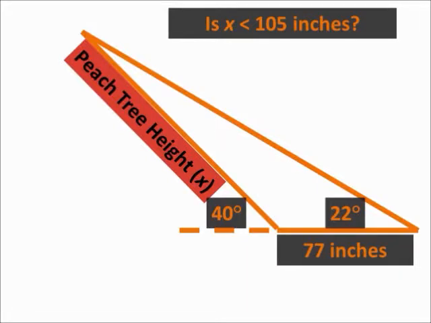Okay, so let's go back to our picture. And we're going to fill in the data we just got from our measurements of the tree. So now we have a drawing of the situation. We have put in the 105 inches between the trees, 77 inches on the other side of the peach tree. We have also added the 22-degree angle and the 40-degree angle.